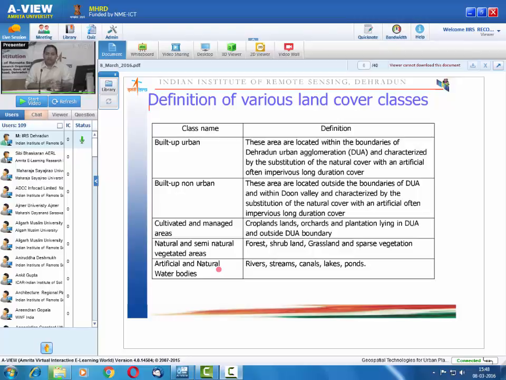And the fifth was artificial and natural water bodies. They included rivers, streams, canals, lakes and ponds. So we have classified the entire image into five land cover types. We have not gone much deeper into artificial and natural water bodies, and have not differentiated them, because our emphasis was on built up areas. So we have clubbed both into one category.